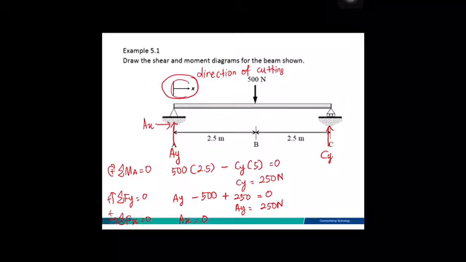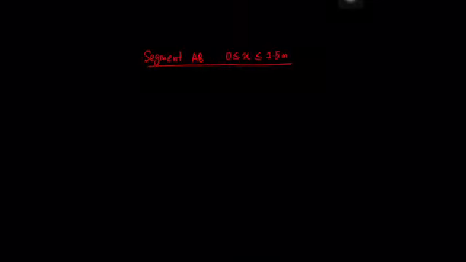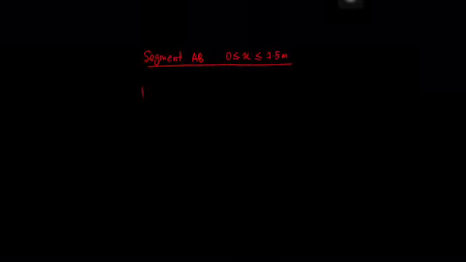Because you have this symbol, then we follow this symbol, means that you have to cut from A, segment AB and segment BC. So put a dotted line. For segment AB, the range of X value, so X should be more than 0 and less than 2.5 meter. This is referred to the diagram. So when you cut from A, you need to follow the sign convention.